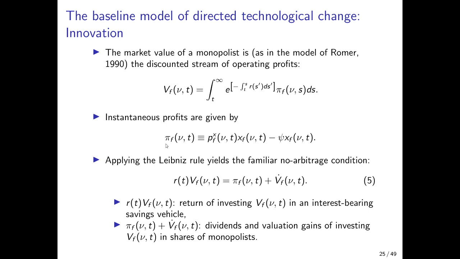The instantaneous profits in turn are given by the price that a producer of variety nu can charge for its machine, multiplied by the output of the machine variety. So there we get total revenue, and from that we have to subtract the cost of production, which is capital input or resource input, multiplied with the marginal cost in terms of resources needed to produce the machines. And that holds for both sectors. So irrespective of whether we have in this index F the low-skilled or the high-skilled, that is, irrespective of whether we refer to the machines produced for low-skilled workers or for high-skilled workers.